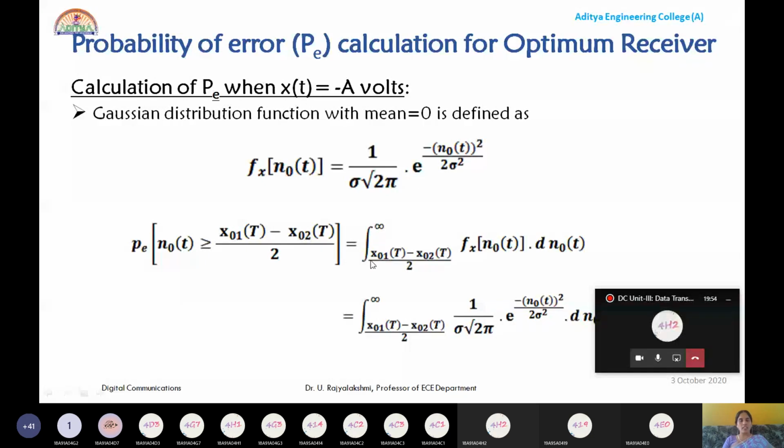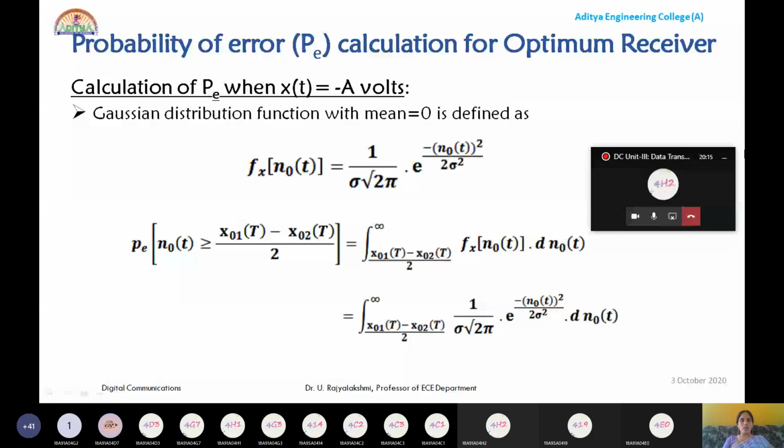So that's why we took integration, and this upper boundary will be our lower limit. That's why we represented the same upper boundary value as the lower limit, and this limit extends to infinity of fx of n naught of t into dn naught of t. Directly I substituted the value of fx of n naught of t in the probability of error expression.